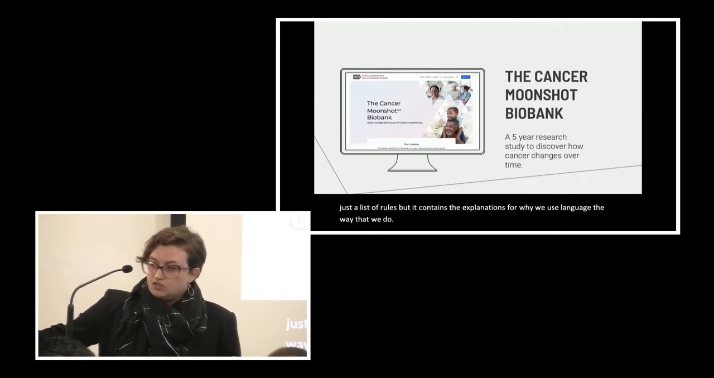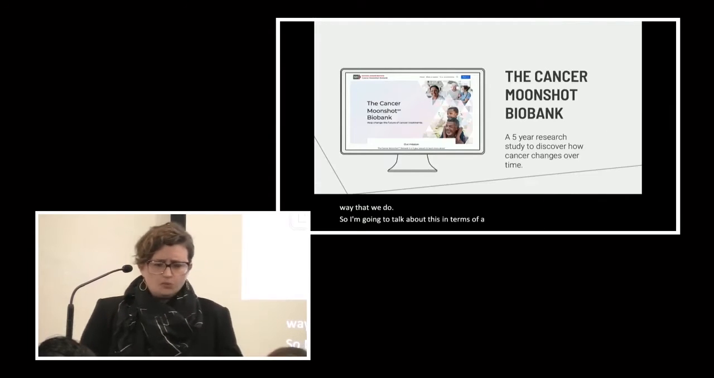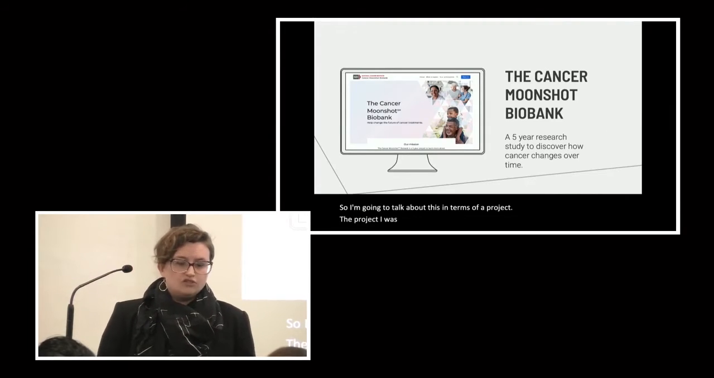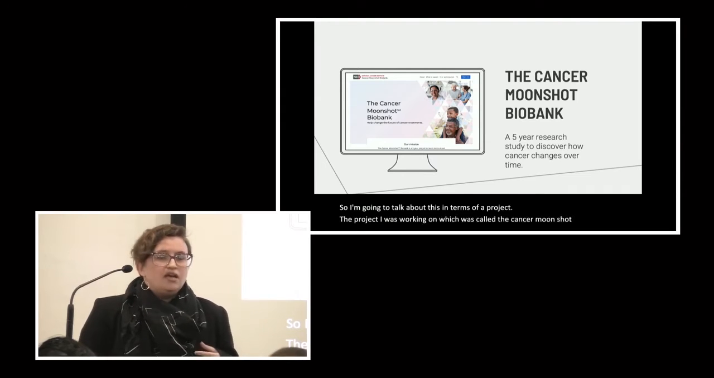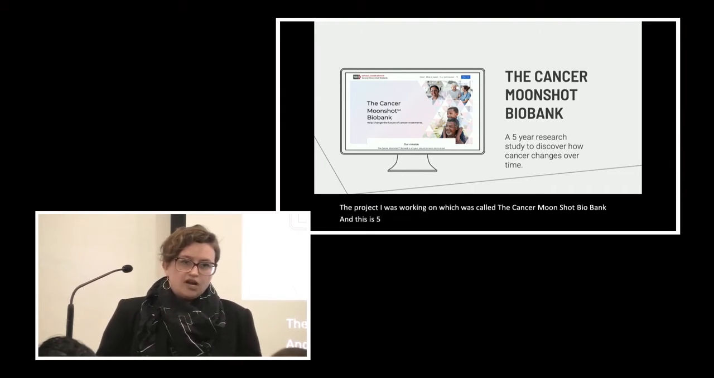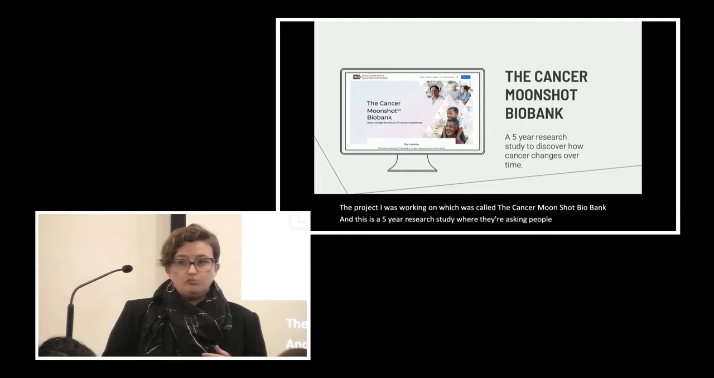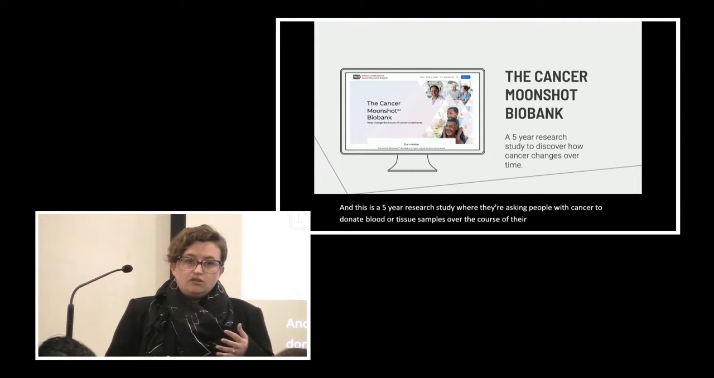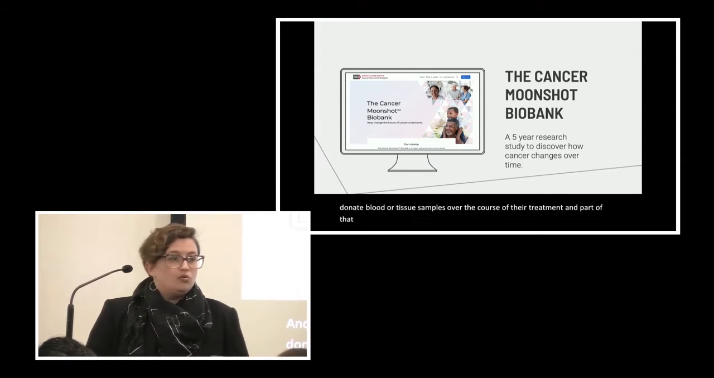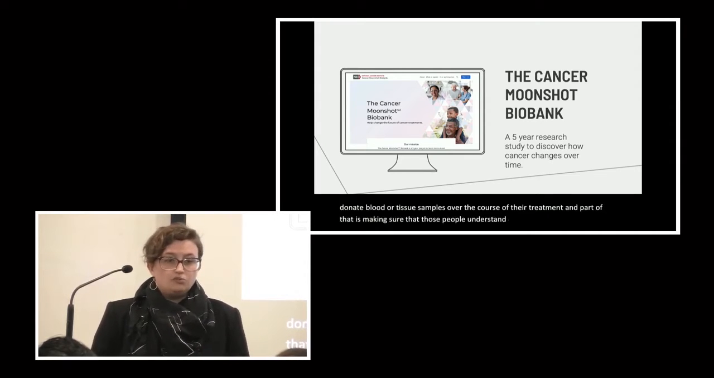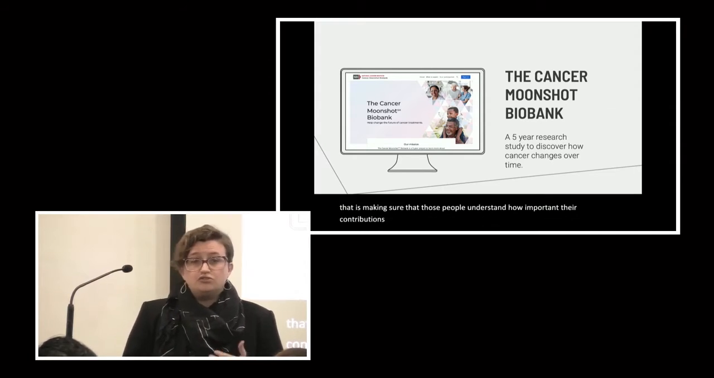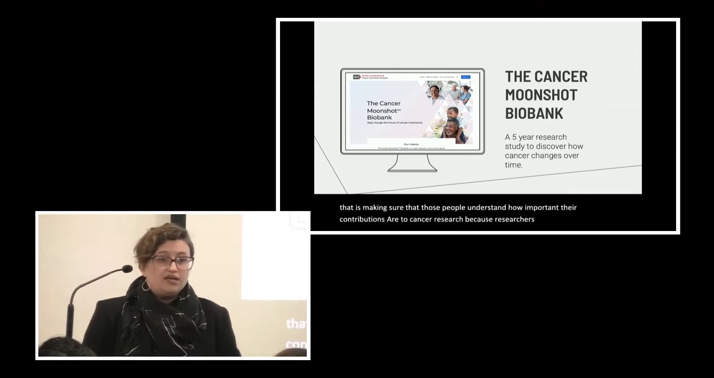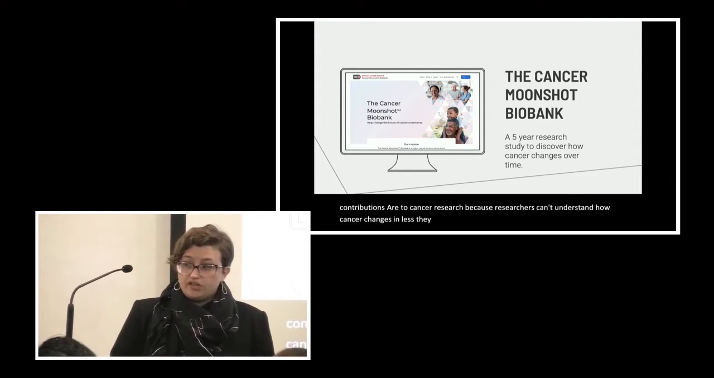So I'm going to talk about this in terms of a project I was working on, which was called the Cancer Moonshot Biobank. This is a 5-year research study where they're asking people with cancer to donate blood or tissue samples over the course of their treatment. And part of that is making sure that those people understand how important their contributions are to cancer research, because researchers can't understand how cancer changes unless they have samples to work with.